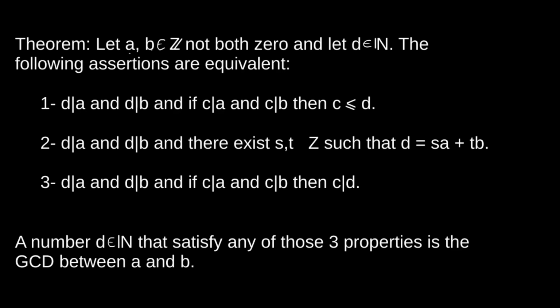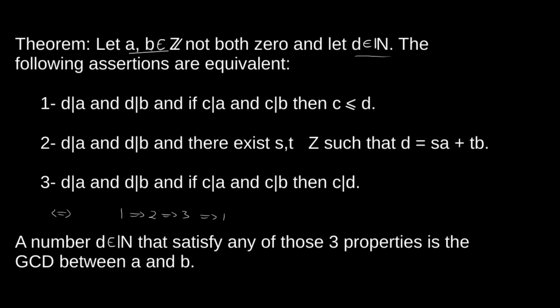This theorem will be left as an exercise for you to prove. We have two integers a and b that are not both 0, and d a natural number. And what you have to prove is that the three following assertions are equivalent. To prove that three assertions are equivalent, what you have to do is prove that, for example, 1 implies 2, 2 implies 3, and 3 implies 1, or in any order. But the important thing is that we can go with an if and only if, that is the double arrow, between any two of these.